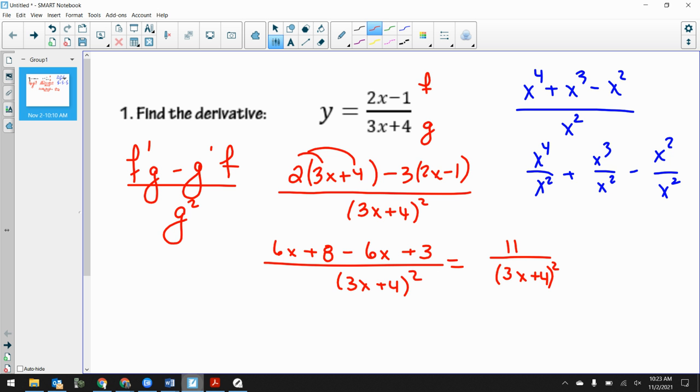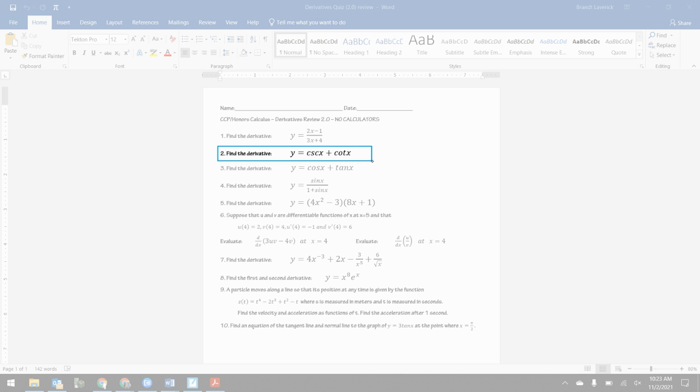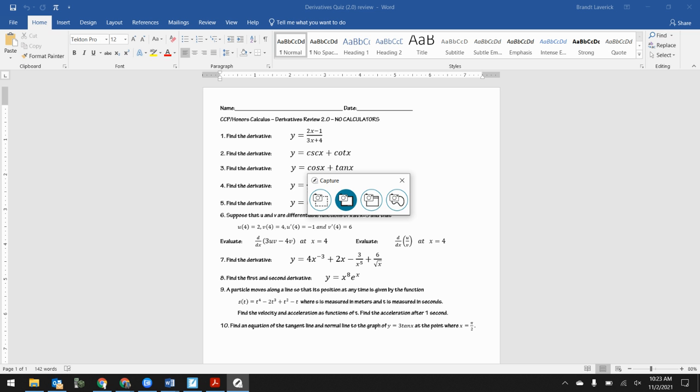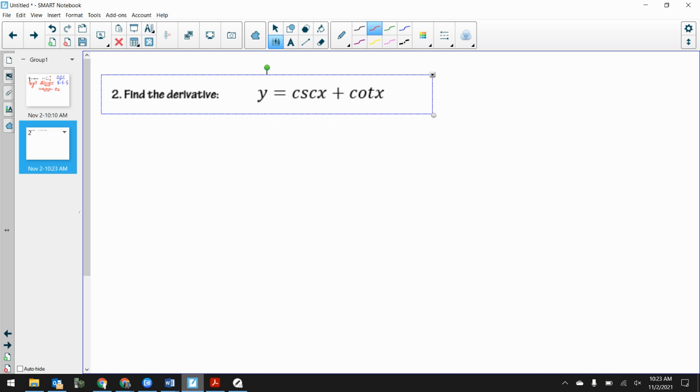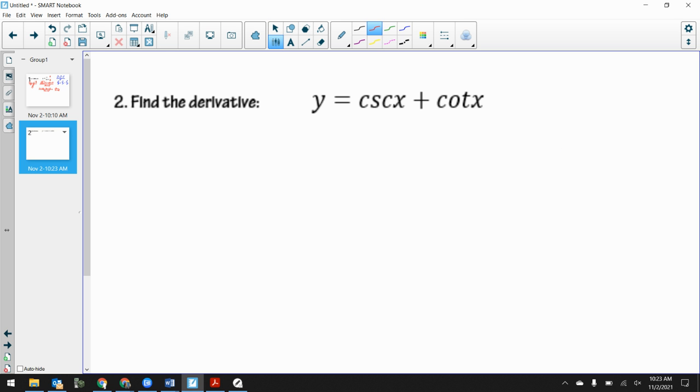All right, let's take a look at the next one. Come on, come back to me. So this is problem number 2. Ooh, cosecant plus cotangent. Yikes. Cosecant plus cotangent. Now, the plus in there, do I need to do any sort of rule because there's an addition sign in there?